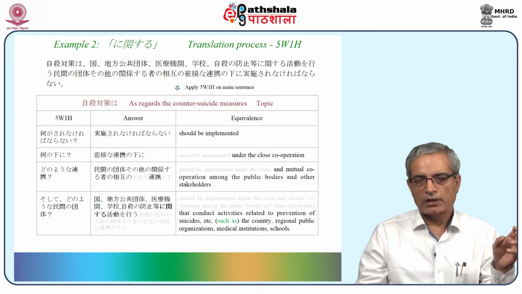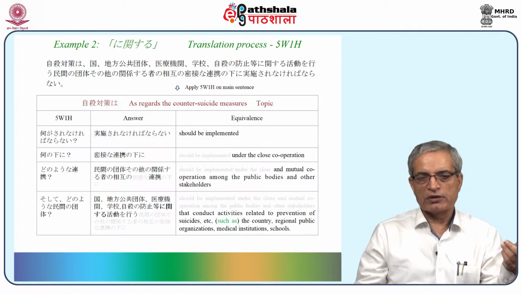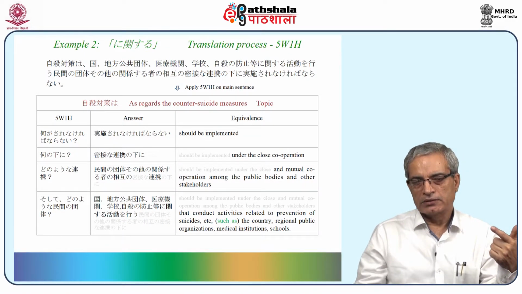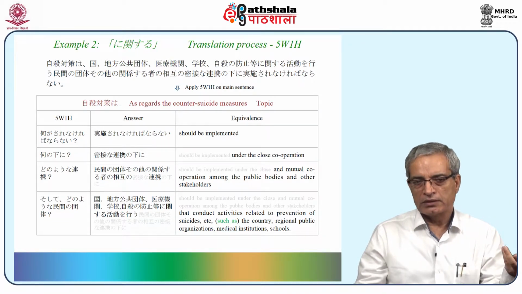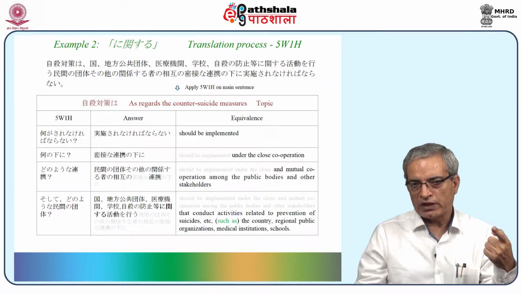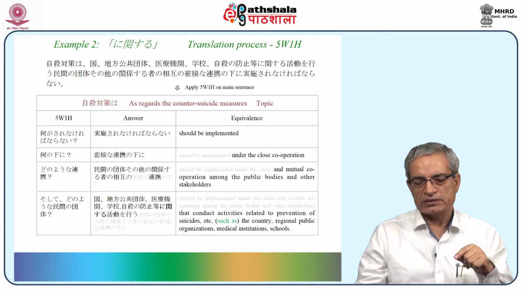no dantai sono hoka no kankei suru mono no sougou no messatsu na renkei no shita ni jisatsu jisshi sarenakereba naranai. Fine. I think there were too many nouns here. Also, that substitution would have been possible, but without substitution it's also possible because the terms are not so unfamiliar. And let's apply the 5W1H, and the topic in this case is Jisatsu Taisaku wa, as regards the countermeasures.